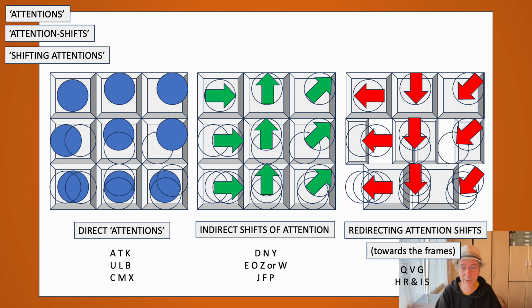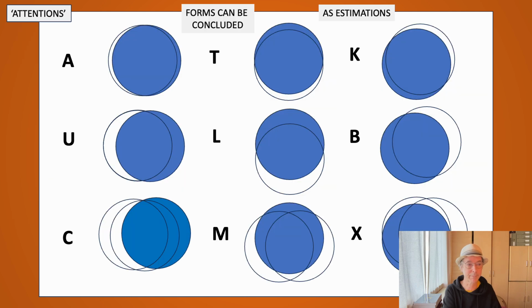That makes it a bit more complicated, because these arrows are sometimes also combined, as you will see. And these are the last couple of letters. You have Q, V, G, H, R, and I, and S. And I'll go through them very quickly before I come to the words with M.